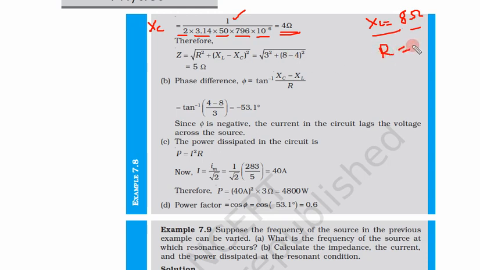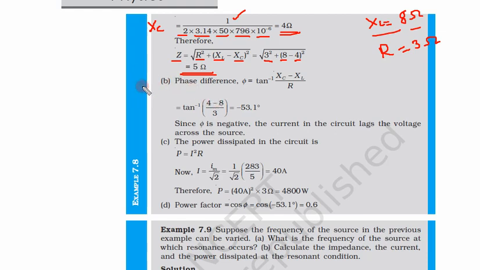Now let us find the impedance of the circuit. Z is equal to root of R square plus XL minus XC whole square, or XC minus XL whole square; that depends on which is larger and which is smaller. So this is 3 square plus, since XL is larger, let us put 8 first, 8 minus 4 whole square. So this is 3 square plus 4 square, and when we take the under root we get impedance equal to 5 ohms. Now this is our impedance Z.